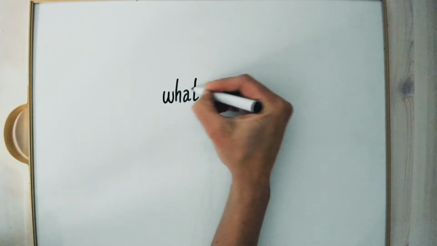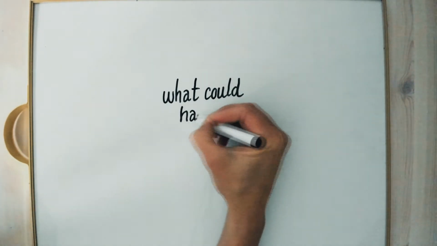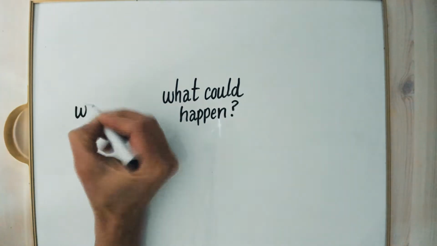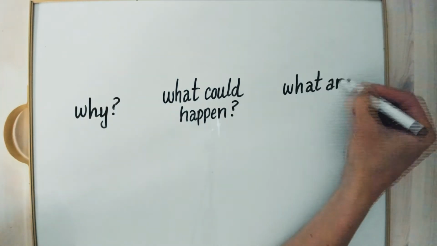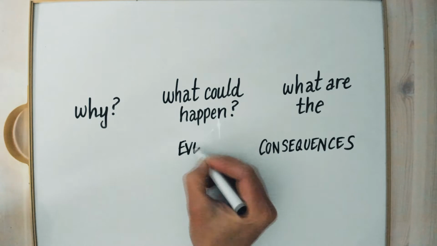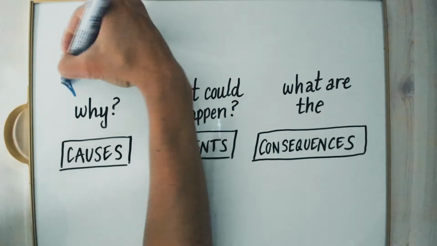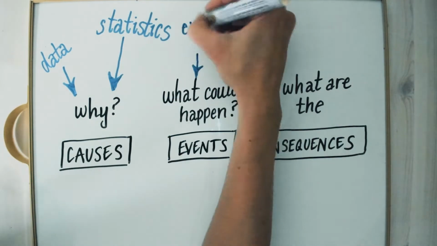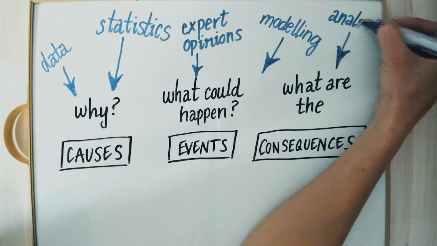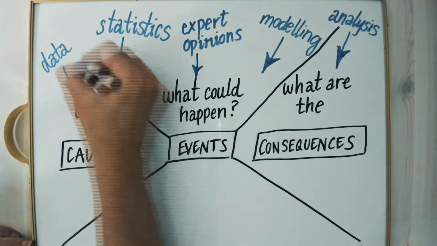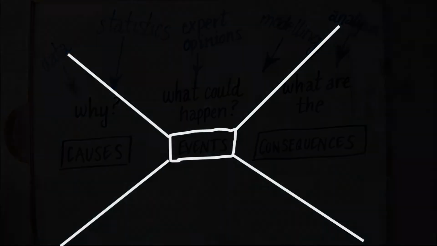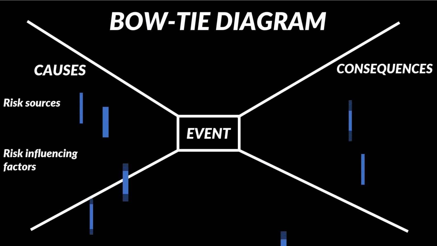The key questions asked in risk assessments are: what can happen, what can typically go wrong, why, and what are the consequences? To answer these questions, the assessors use data, statistics, expert opinions, modeling and analysis. The bow tie illustrates these key features of a risk assessment.